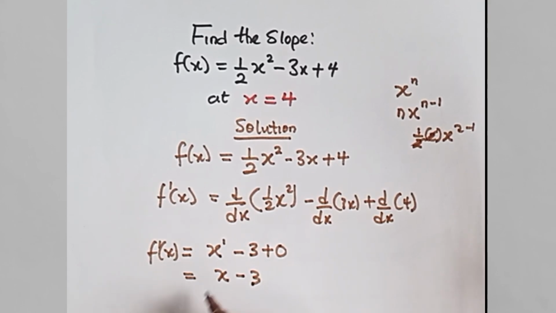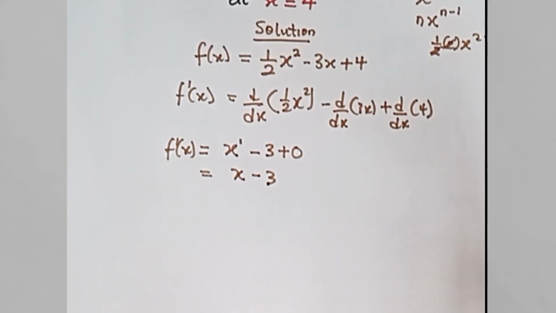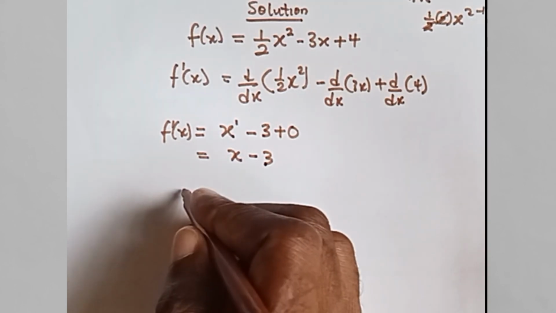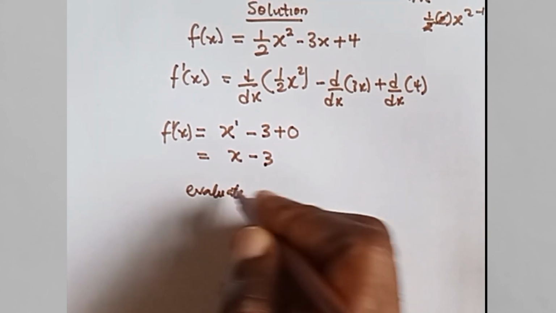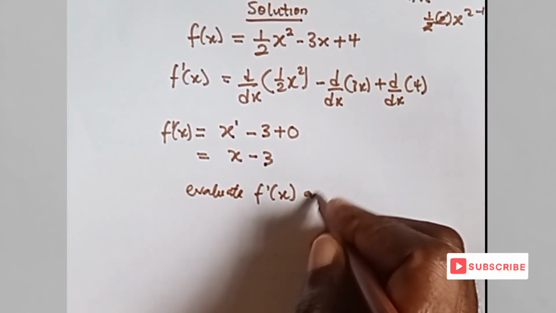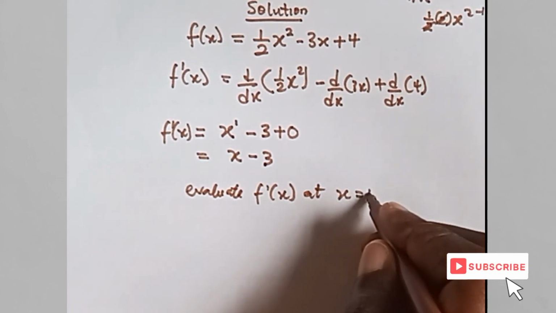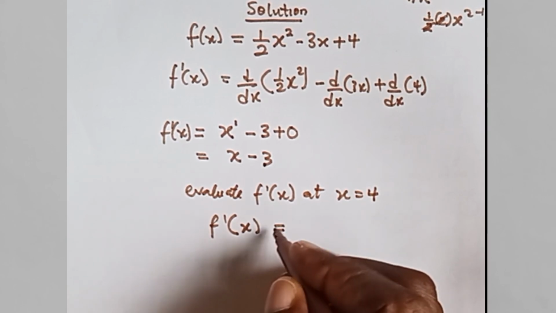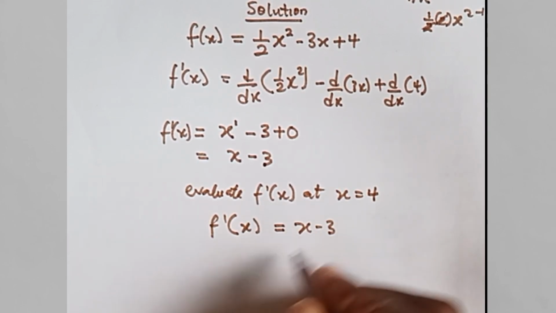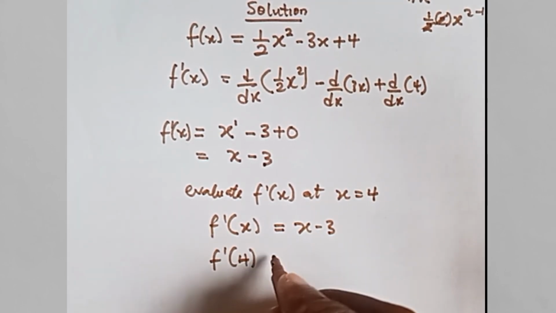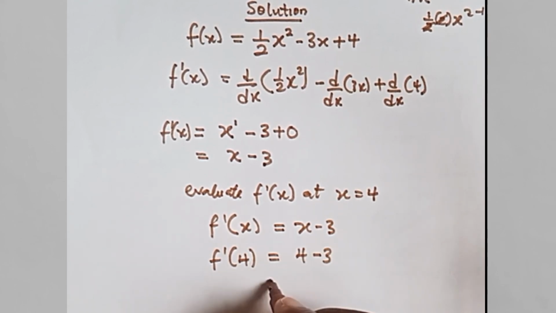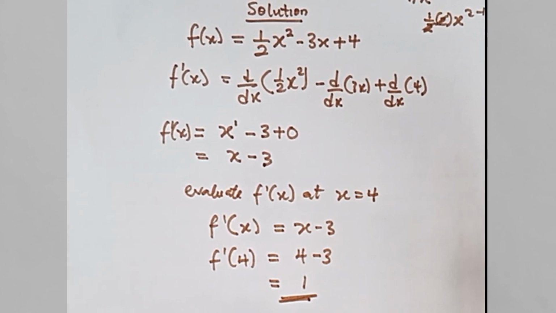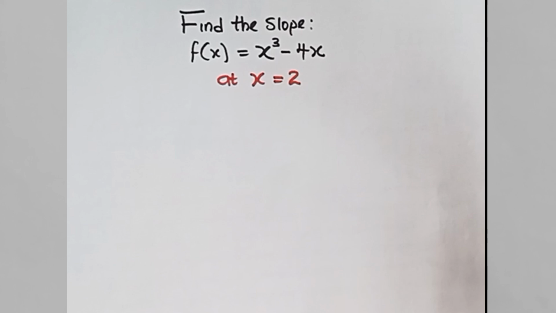Now let's evaluate this at x = 4. We have x - 3, and when x is now 4, we have 4 - 3, and that gives us 1. So it means the slope at x = 4 is 1. Now let's look at another question.